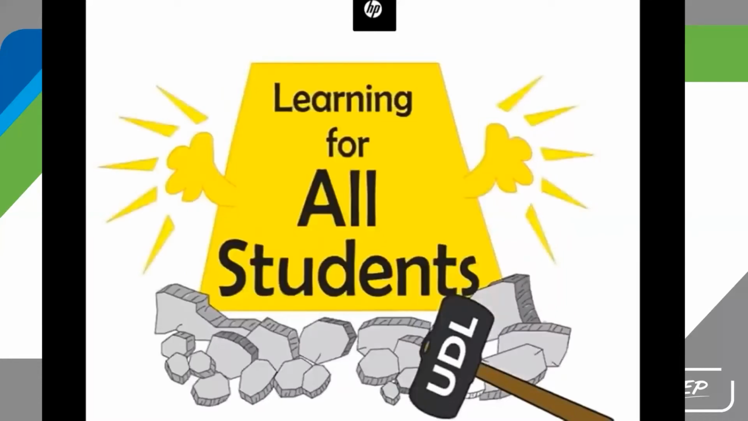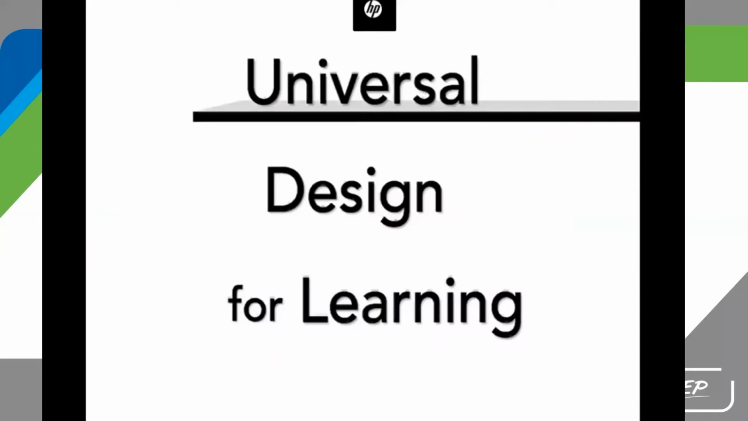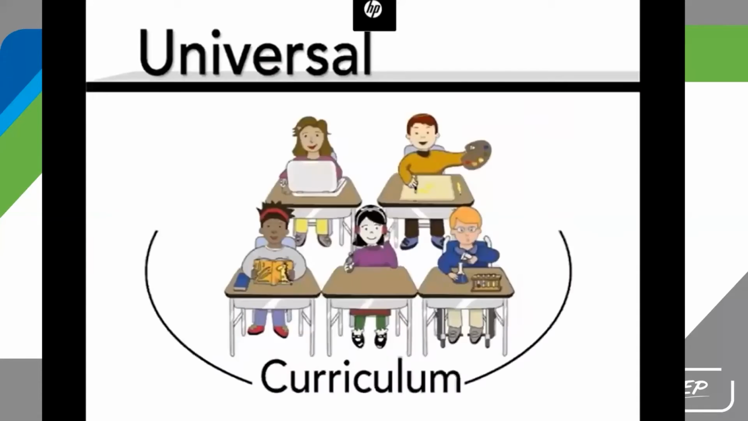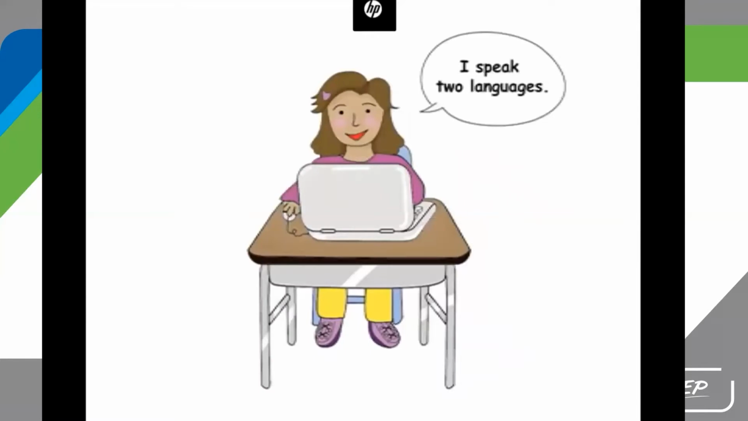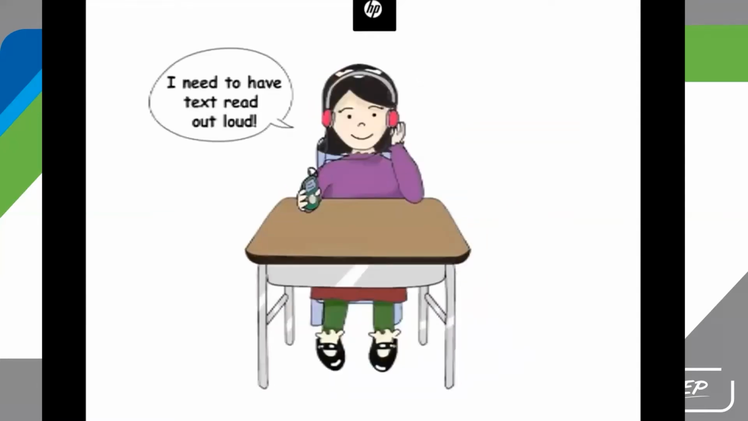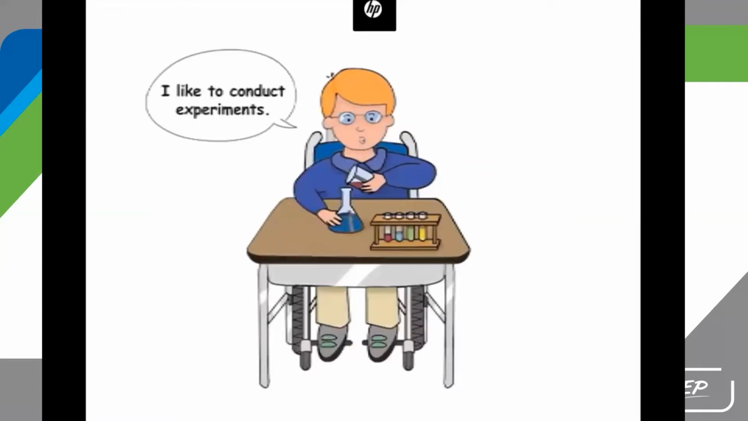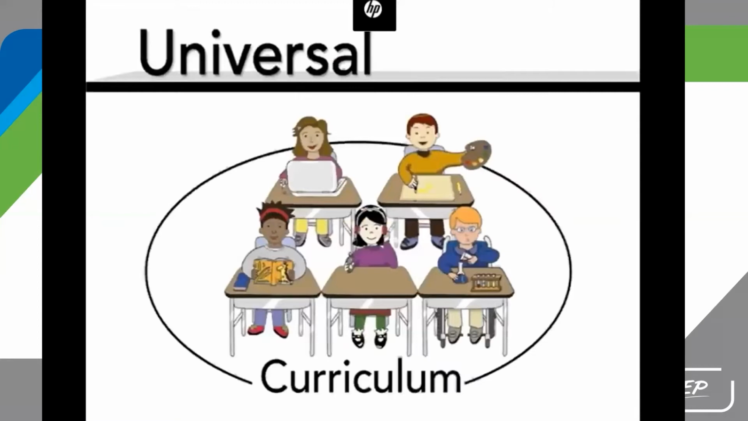Whoa, that's a fancy term. Universal Design for Learning. Let's unpack it a bit. Let's think about the word universal. By universal, we mean curriculum that can be used and understood by everyone. Each learner in the classroom brings her own background, strengths, needs, and interests. Curriculum should provide genuine learning opportunities for each and every student.